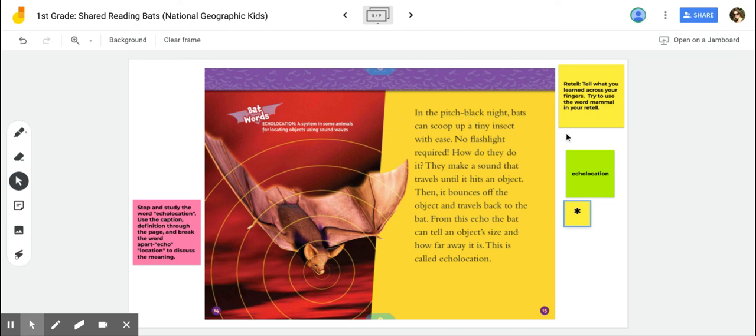Okay, let's retell what we learned, and let's try to use the word mammal in your retell. Okay, go ahead and think to yourself and cross your fingers. Say what you learned about bats.